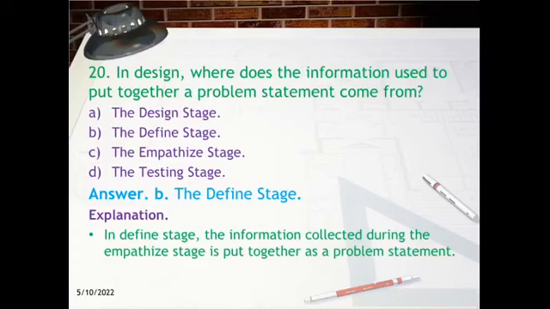20. In design, where does the information used to put together a problem statement come from? The design stage. The define stage. The empathize stage. The testing stage. Answer. B. The define stage. Explanation. In define stage, the information collected during the empathize stage is put together as a problem statement.